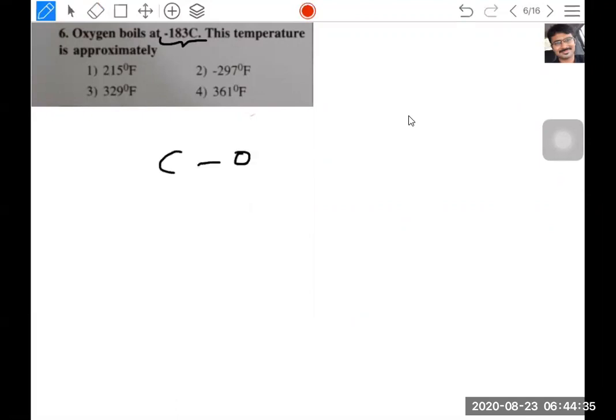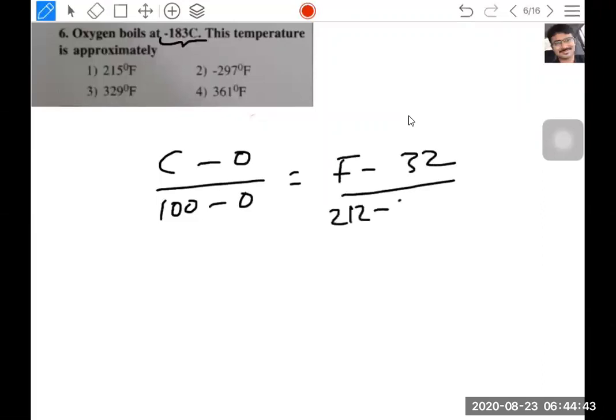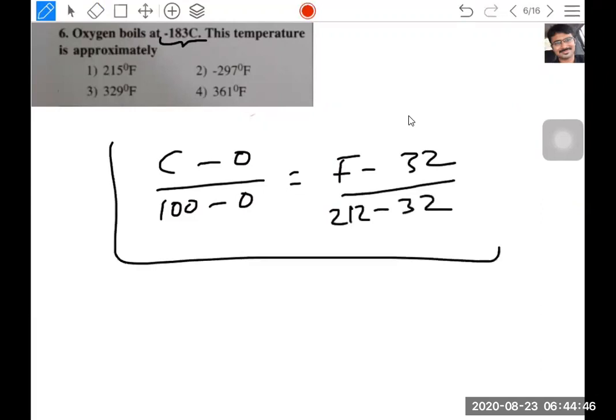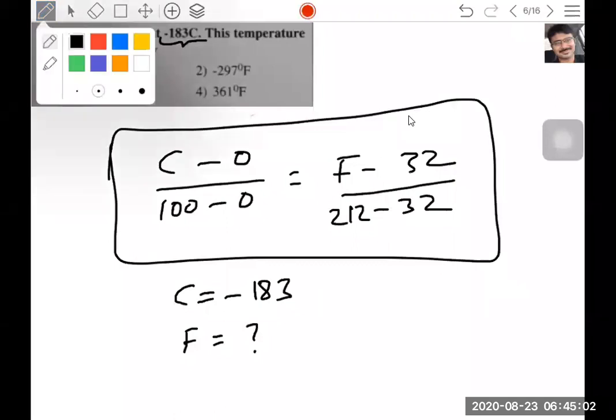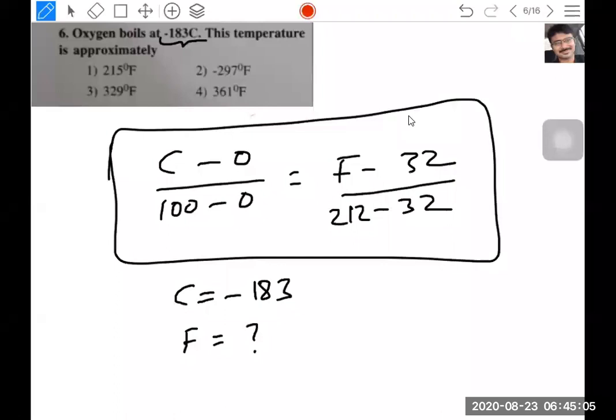That is (C minus 0) by (100 minus 0) is equal to (F minus 32) by (212 minus 32). You know this formula, I already told you everything. From this formula, take the C value as minus 183 and substitute here. What is F? You have to check, and the calculation is very easy. In the exam we don't have so much time to redo all the calculations. Immediately you make it C by 5 is equal to (F minus 32) by 9.